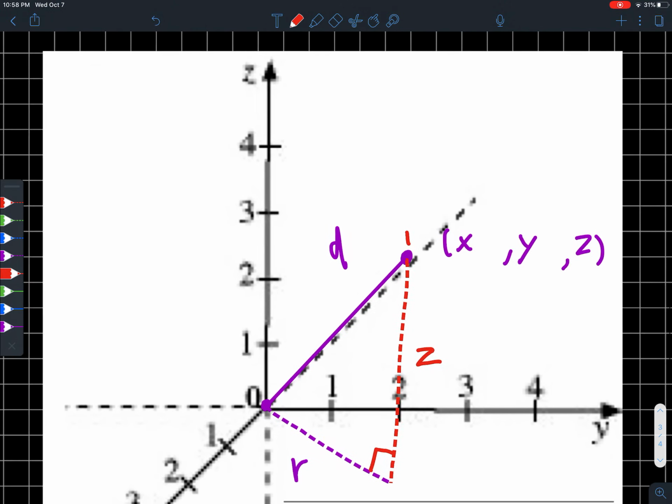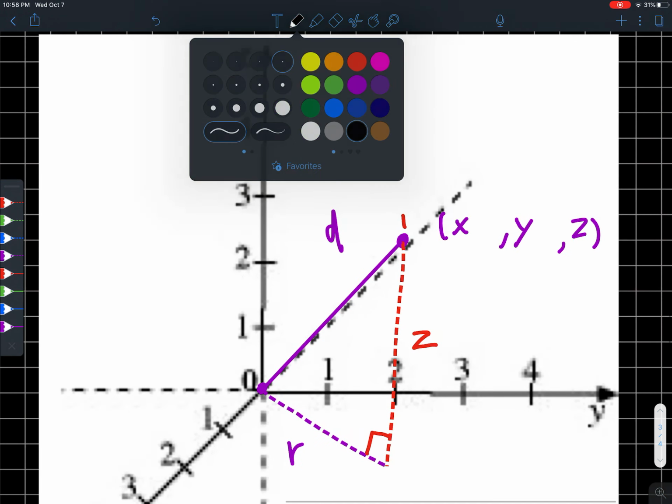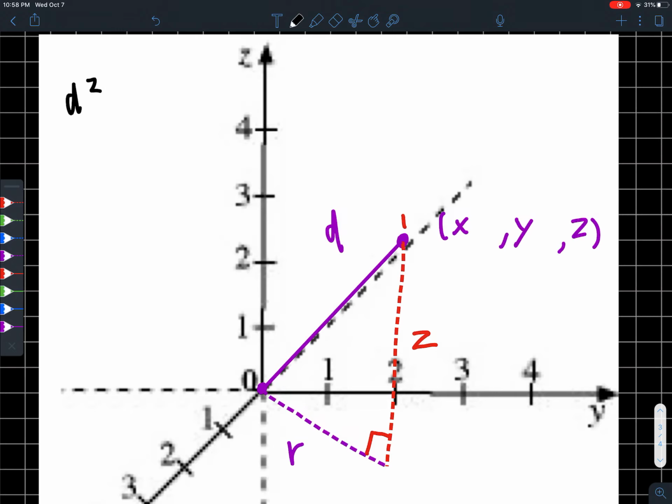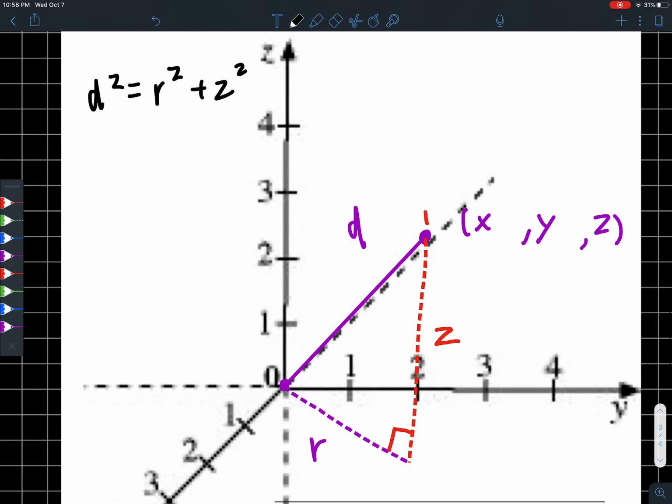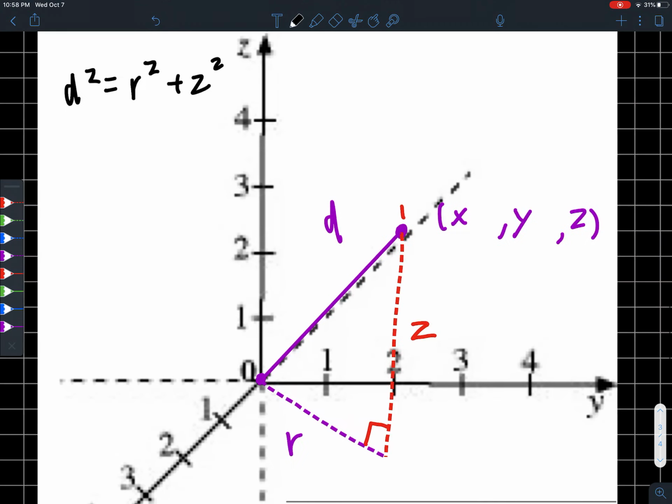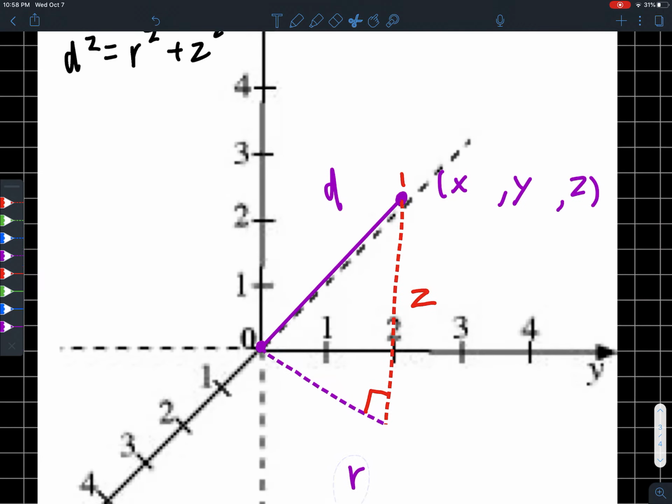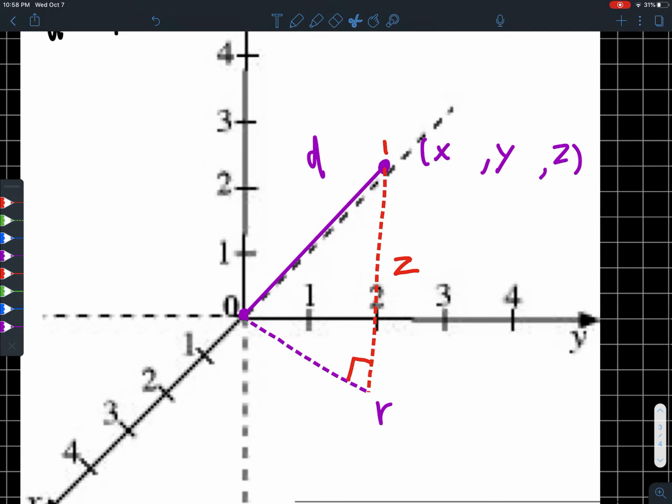So if all of those things are true, then we know that d squared equals r squared plus z squared. By the Pythagorean theorem, that must be true. All right, but what else do we know? What else do we know about this little thing r?